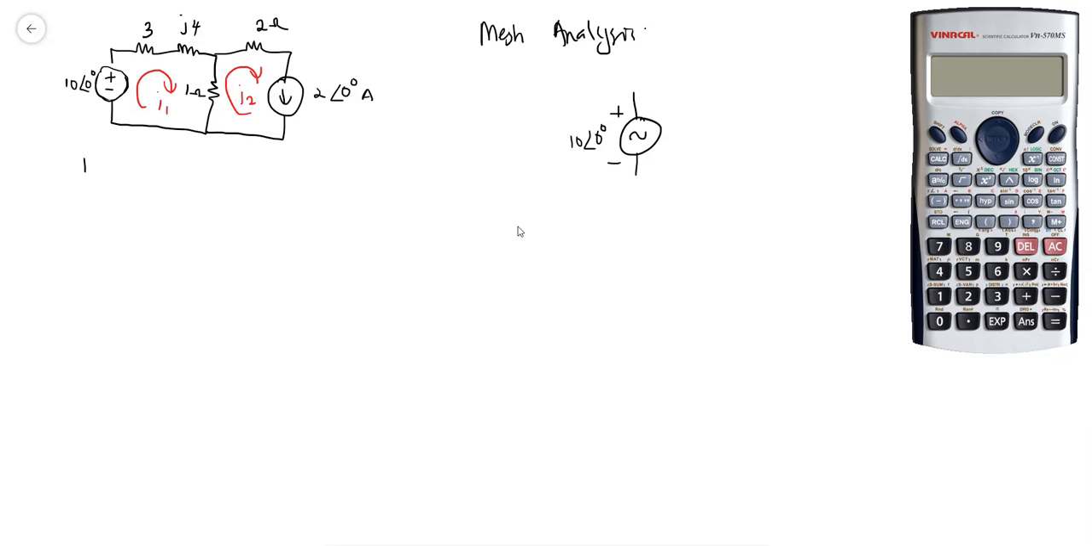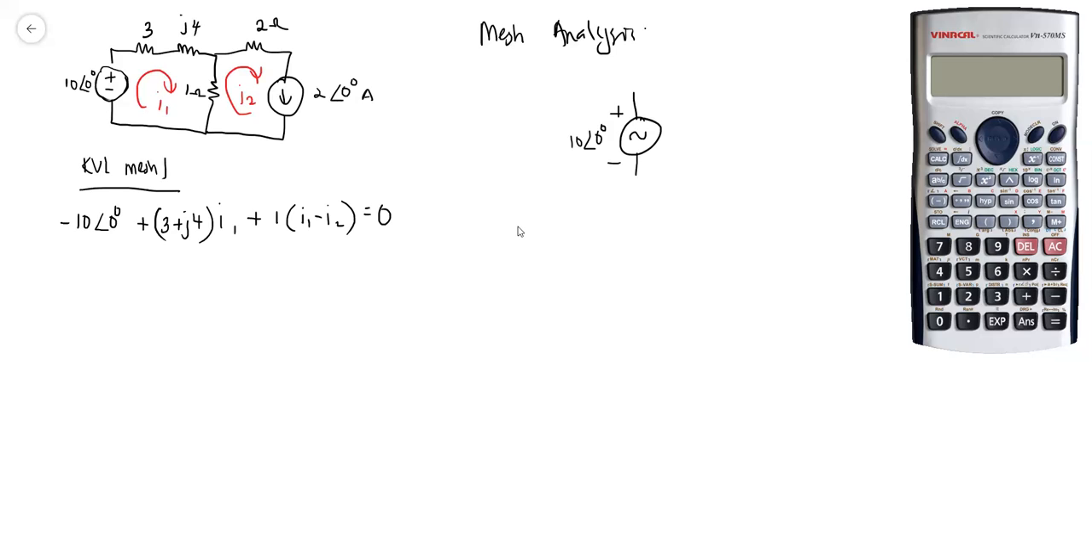So for the KVL, we need to use KVL for mesh number 1. I think this is very direct. So this is your voltage source plus (3 plus J4) I1 and 1 ohm multiplied with the current I1 minus I2, then this is equal to 0. For this mesh current in the AC circuit, because it involves a lot of complex numbers, my experience is it is better for you to solve this equation first rather than go for the next KVL.